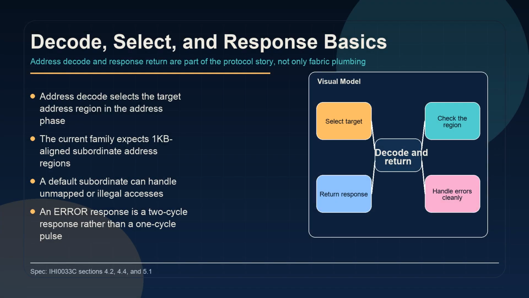The decode and response path also matters at overview level. The protocol expects clean address region selection, a sensible default subordinate strategy for unmapped space, and a proper response path back to the manager. And one detail worth remembering is that an error response is not a one-cycle blip. It is a two-cycle response.